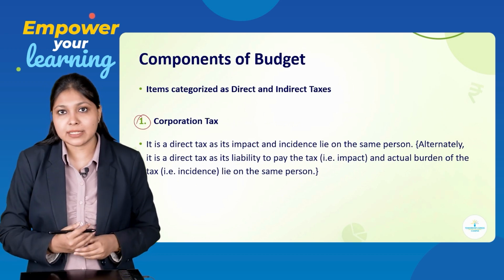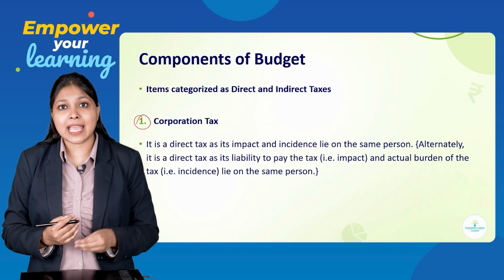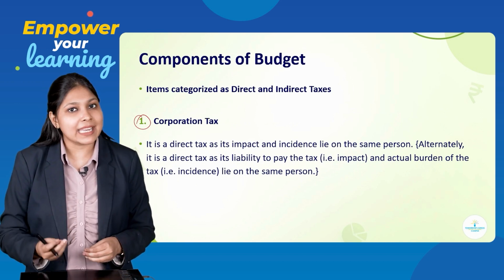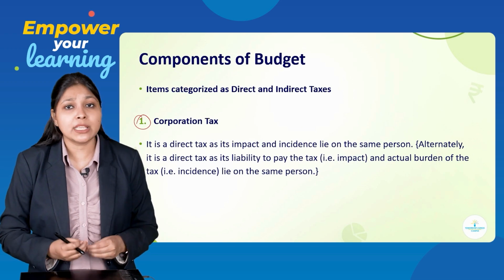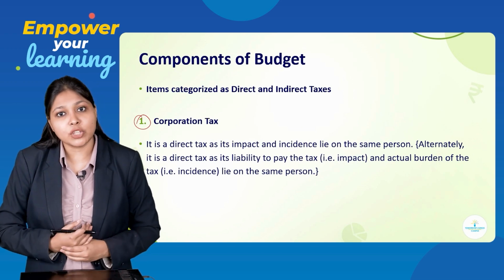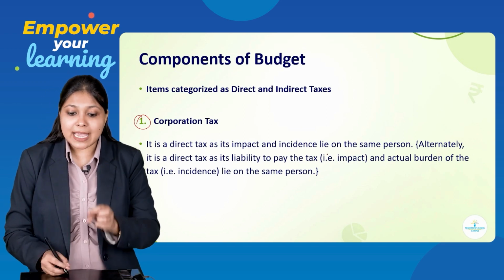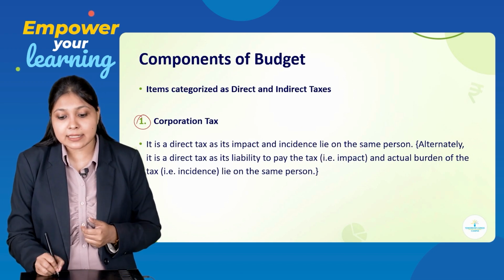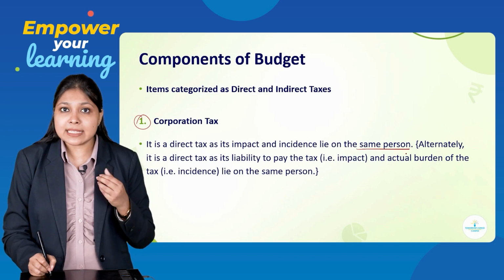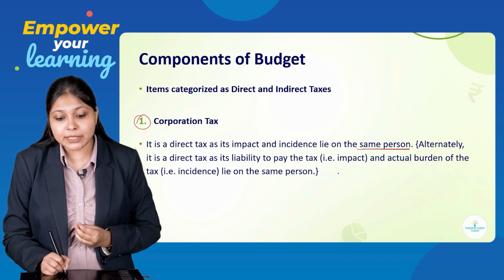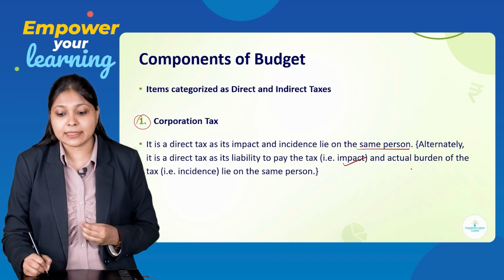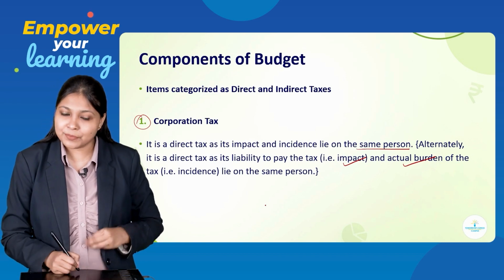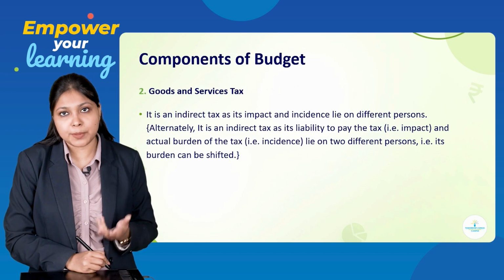First is corporation tax. Corporation tax is the tax which needs to be paid by the business. We know any tax which is paid by a business on property or on income is nothing but a direct tax. Its impact and incidence lie on the same person. It is a direct tax as its liability to pay the tax, that is impact, and the actual burden of the tax, that is incidence, lie on the same person. The same firm has to pay it.